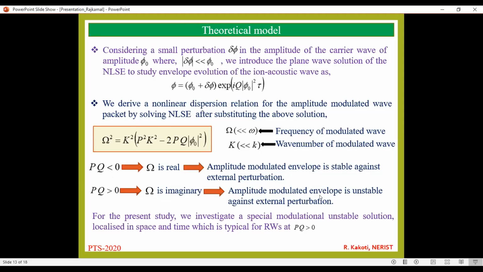And in this case, we get bright envelope solitons, or the modulated carrier waves may collapse due to random external perturbations. For the present study, we investigated special modulated unstable solutions localized in space and time, which is typical for rogue waves at PQ greater than 0.